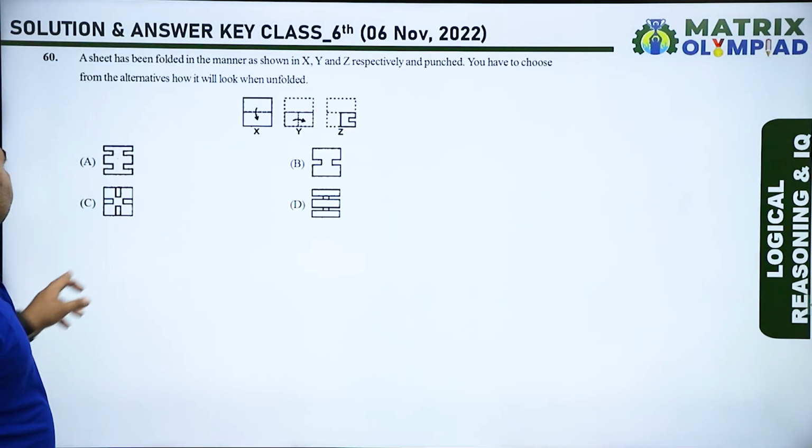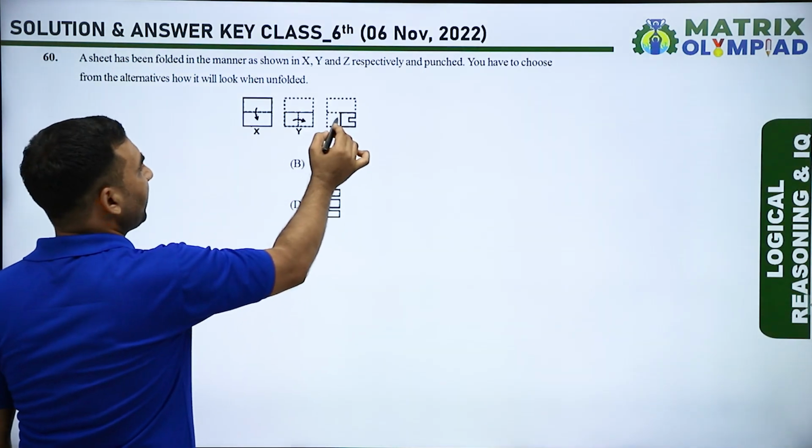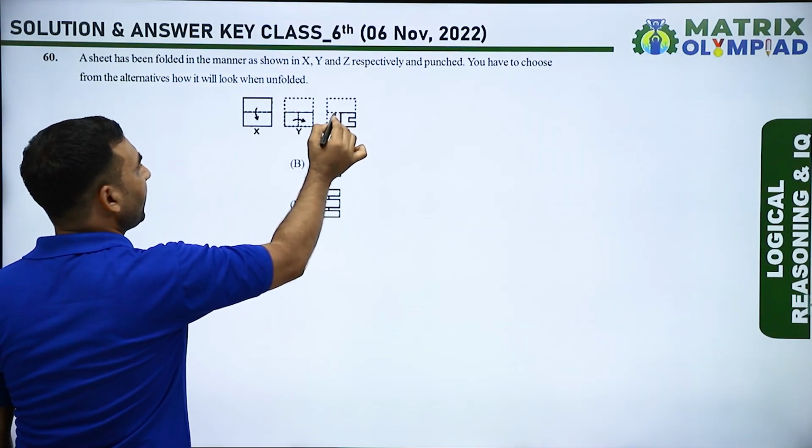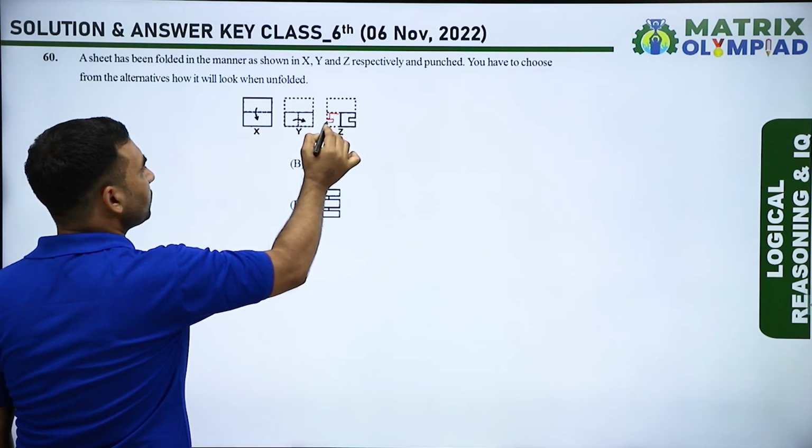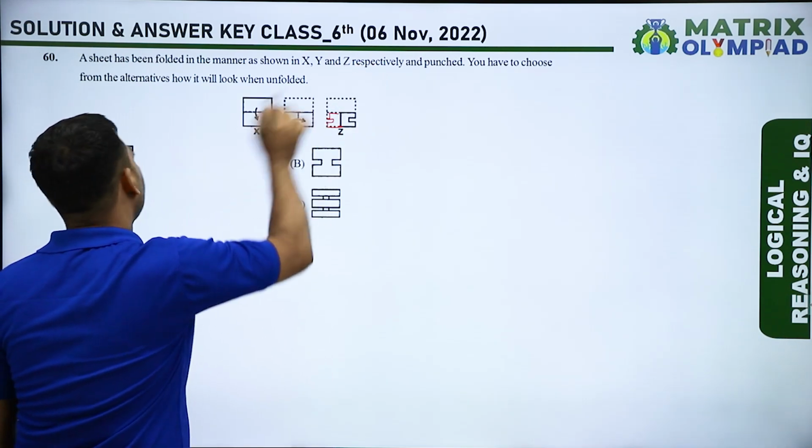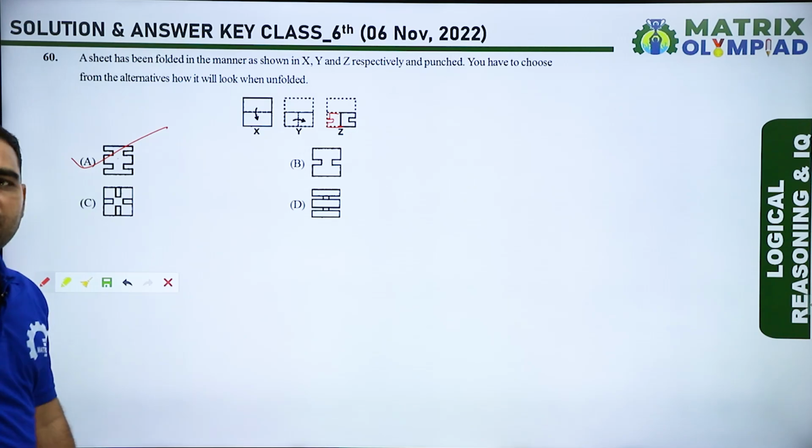Next question is: if this paper is folded this side, then you say this paper is so this way and this is folded on the upper side. Option A is the correct answer.